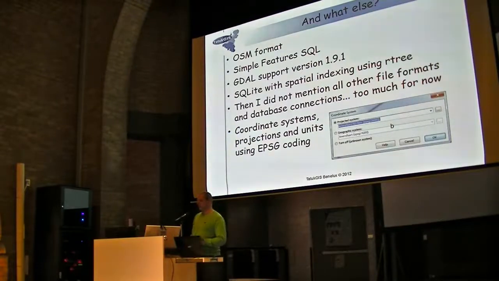SQLite with spatial indexing using the R-tree is supported. I like SQLite because it gives you small, nice databases instead of having a shapefile which can end up in TatukGIS with 11 files for one layer. In SQLite I have one database and configuration for the map. The R-tree is inside the database, so it's not separate.